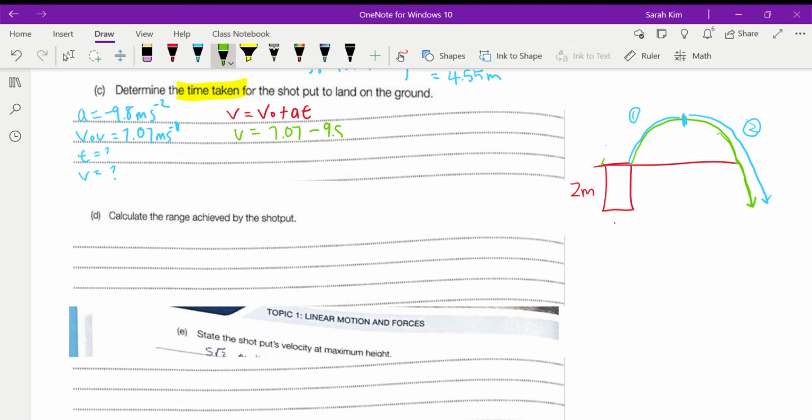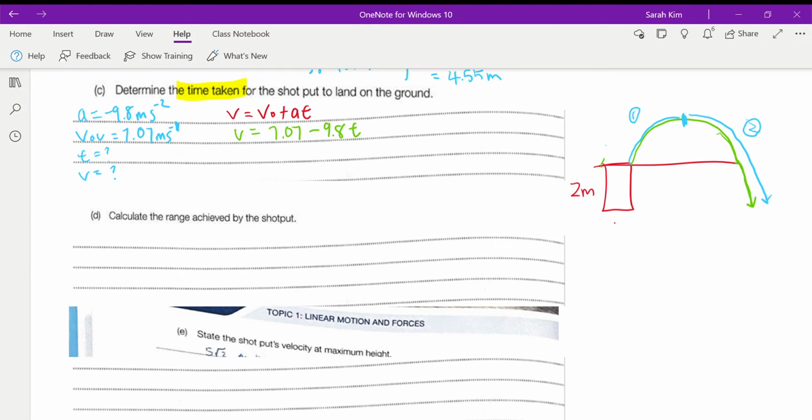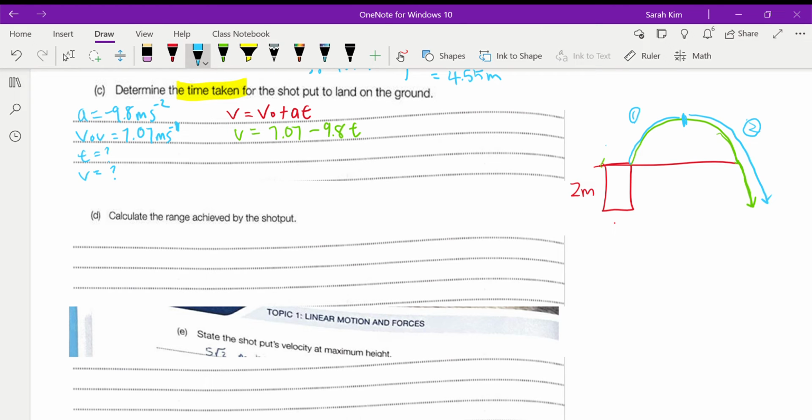Take 9.8 T. Oh, I did that badly. Hold on. I meant to write 0 there because at the maximum height it's 0. So that's 0. So my T rearranges to 7.07 divided by 9.8, which gives you 0.721 seconds. So that is basically this part, how long that took.